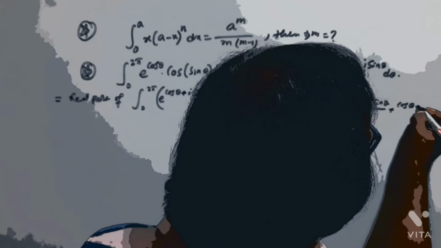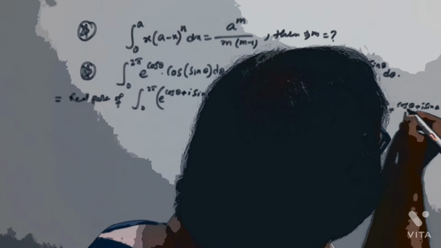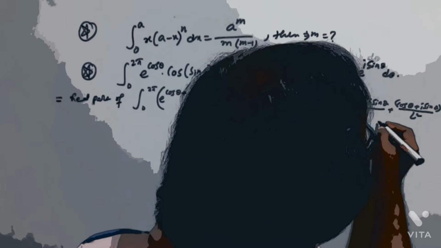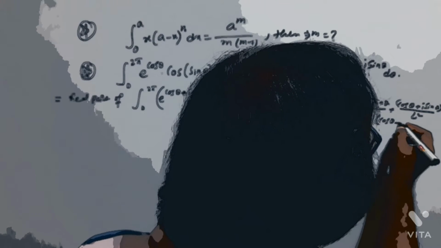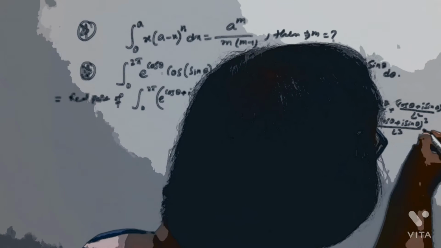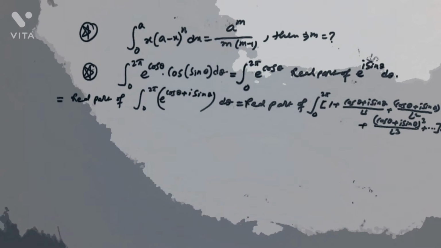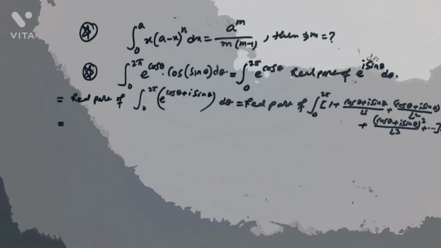the integral from 0 to 2π of the series 1 plus (cos θ + i sin θ) by factorial 1, plus (cos θ + i sin θ) whole squared by factorial 2, plus (cos θ + i sin θ) whole cubed by factorial 3, plus and so on, dθ.